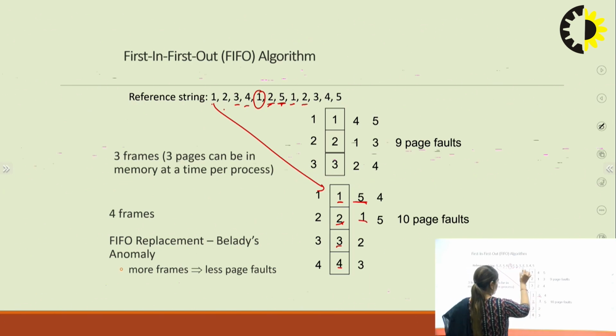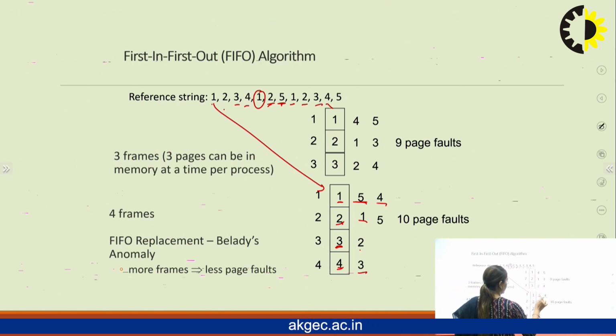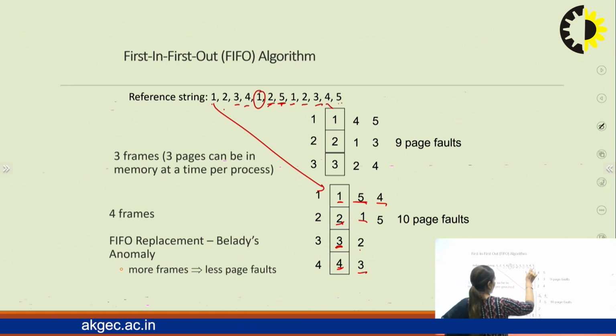Then comes 2, it will replace 3 because 3 is the oldest, and 3 will replace 4 because 4 is the oldest. Now comes 4, it will replace 5 because 5 is the oldest now. Then 5 will replace 1 because 1 is the oldest now.